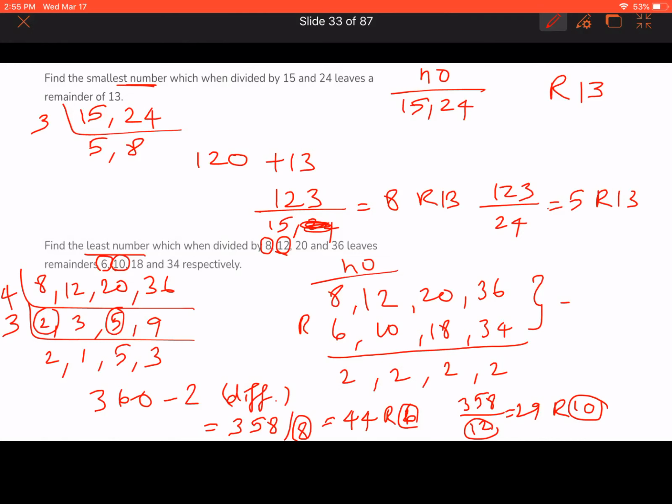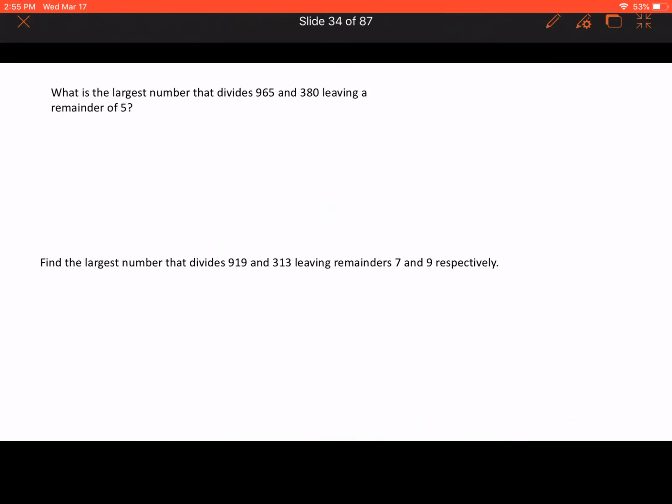So you have to observe the question, what is given, and then proceed with the methodology. Now we will see what is the largest number that divides 965 and 380. Here we have to divide the numbers 965 and 380 and find the number which is going to leave a remainder of 5. In this case, we have to subtract the remainder initially.